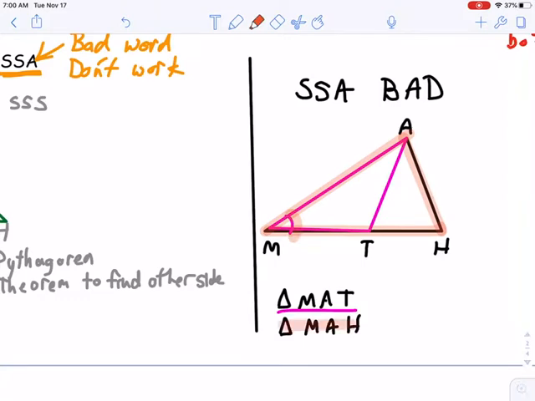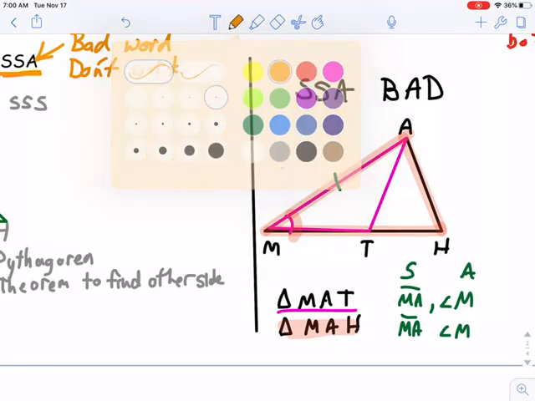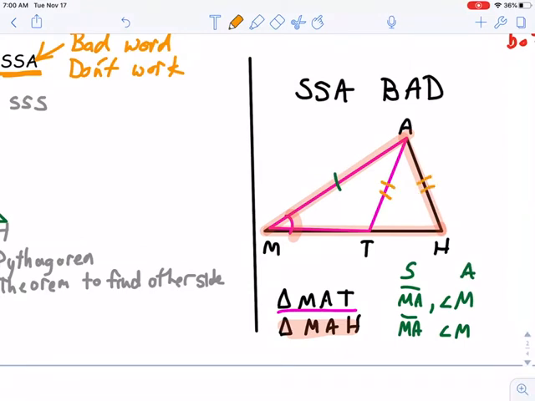All right, so clearly both triangles have an angle. Let me write this in a different color. An angle M and angle M. All right, so that's an angle. Let me write this a little backwards. All right, now notice how they both have side MA. That right there, that's a side. And something I forgot to mention, this has to be given information, but those two sides are congruent. All right, and then AT is congruent to AH in this case.